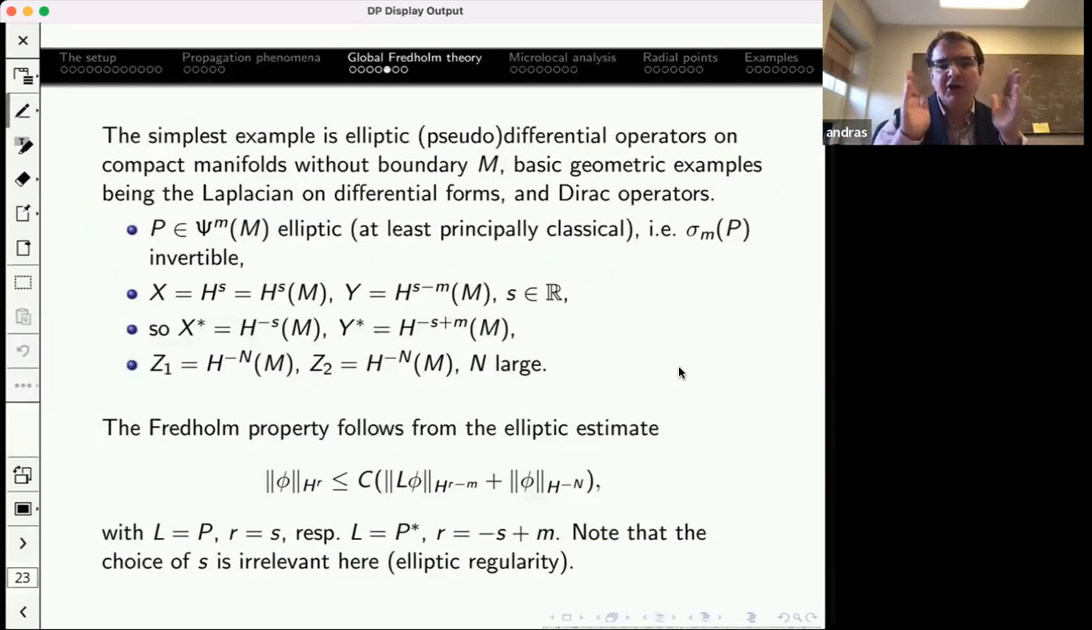So that's to say that you can estimate something in a Sobolev space H^r in terms of the operator applied to phi in an m-order weaker space. So this is elliptic regularity, basically. And the choice of the spaces, the orders, is totally irrelevant here. This is why one thinks in elliptic theory that functional analysis is not doing too much from local, compact manifold without boundary elliptic theory.